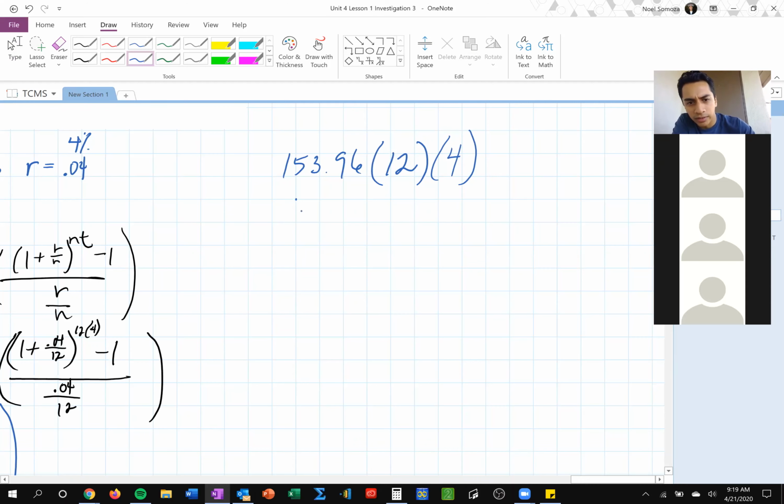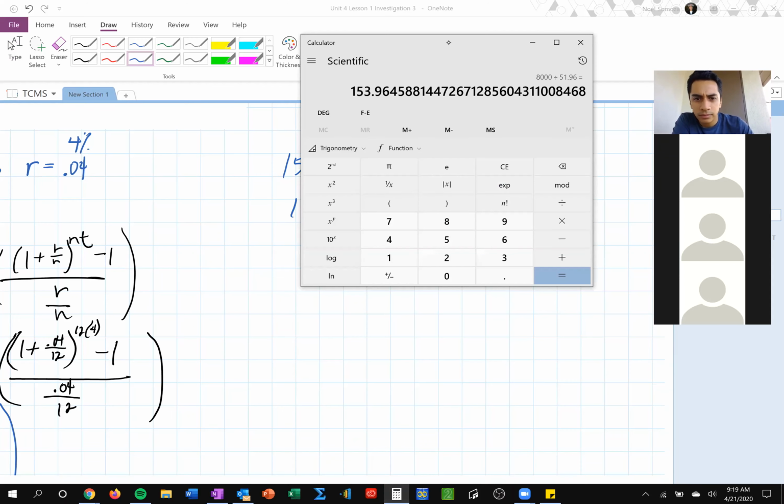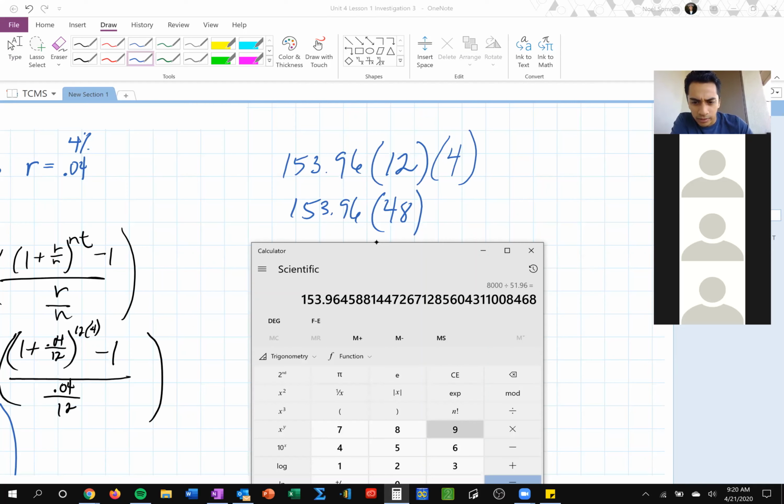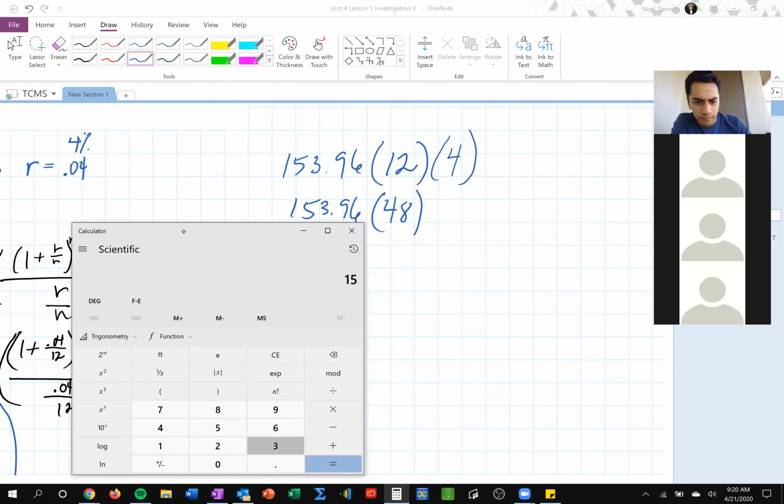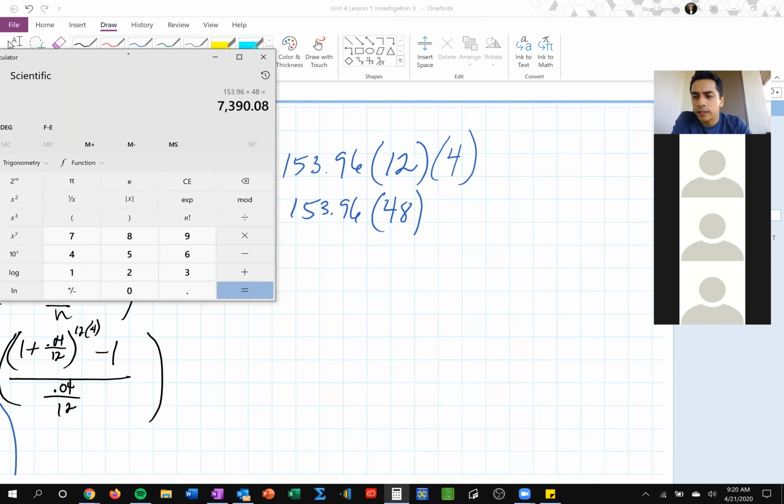So basically, she's multiplying this amount, $153.96, times 48. So that's her contribution. So we can take this value and multiply it. Do you see how the amount that she's contributing doesn't completely get her to the 8,000 alone? It only gets her about $7,390. And that's because the other part of the money is being generated through the interest. That's making up the difference.